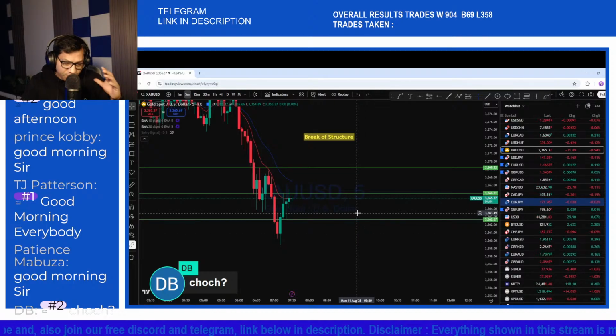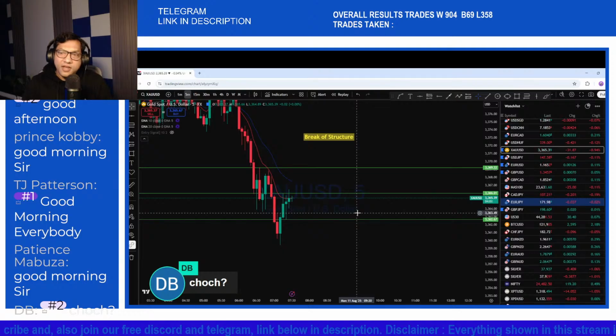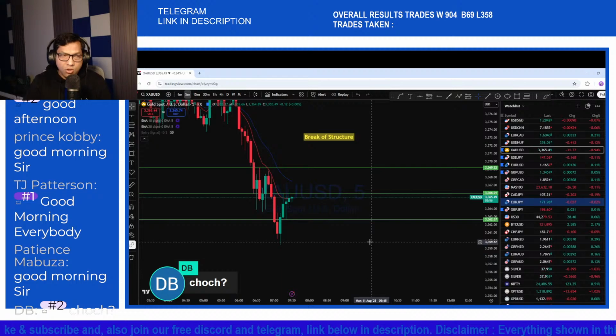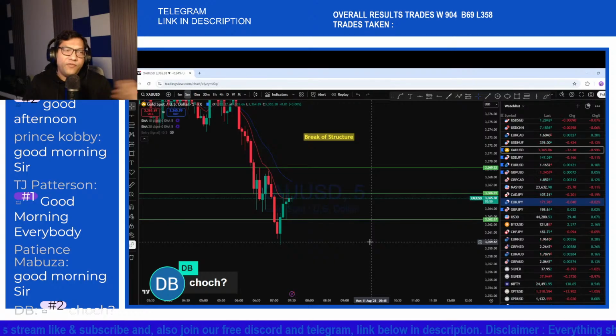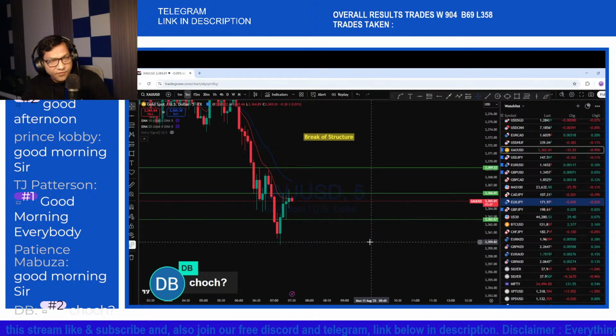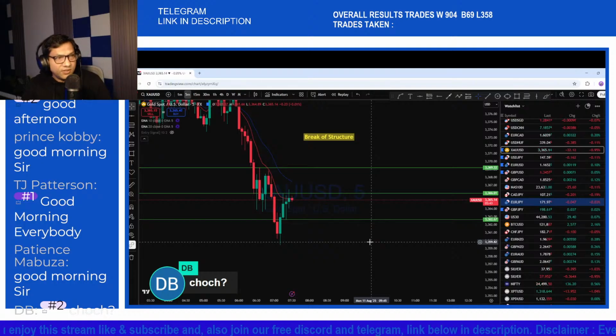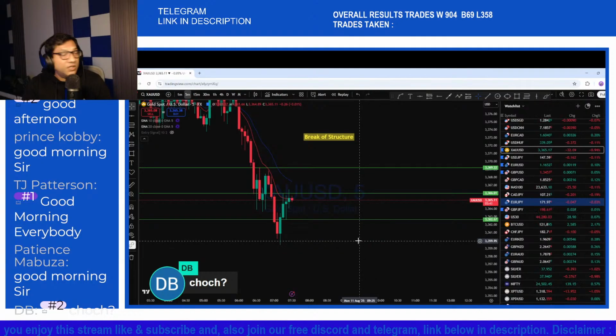You see, the goal here is to trade with the trend. The smart traders are those who trade with the trend. Don't go against the flow. You know, there's a flow everywhere. Okay, in this universe there is a flow. In life there is a flow, and also in the market there is a flow, right?